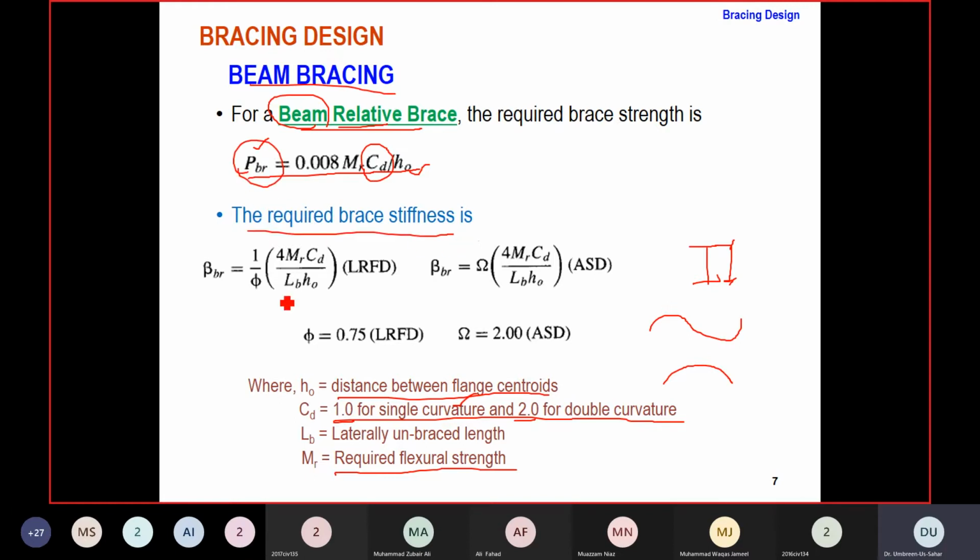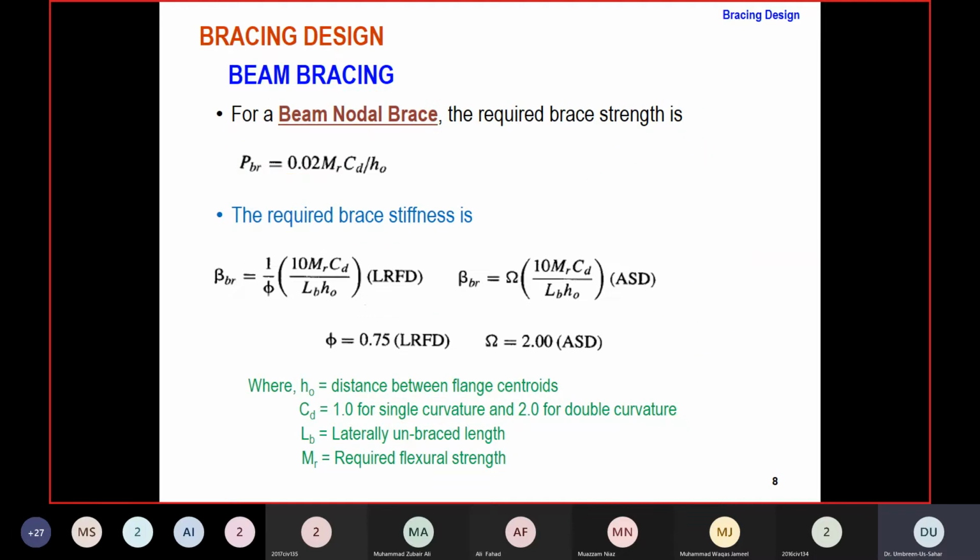The required brace stiffness formula is given. It also incorporates the same parameters: CD, H nod, and LB. The definition of LB is the same. It is the laterally unbraced length. Of course, your beam is like this, and in the lateral direction there are members like purlins. So this is going to give you LB, the unbraced length of the beam, in the lateral direction.